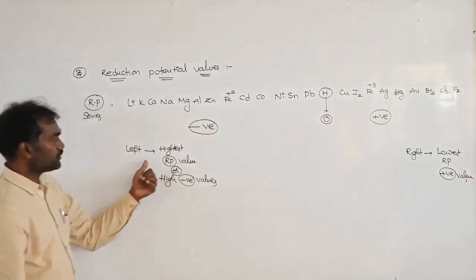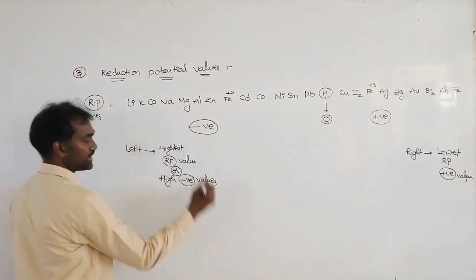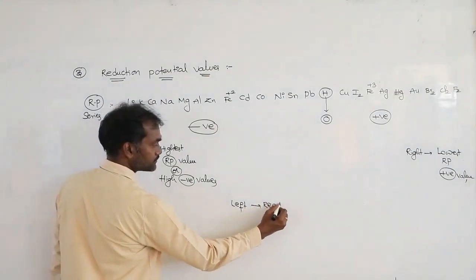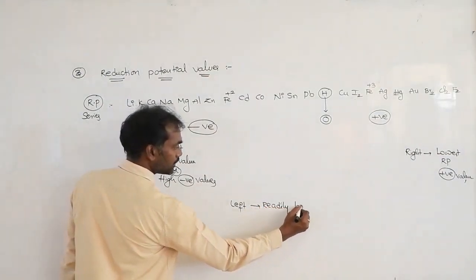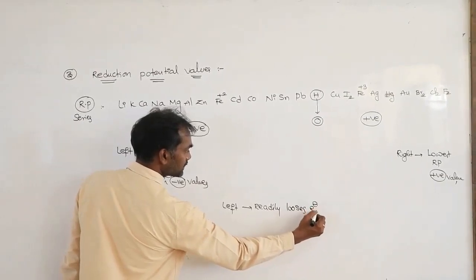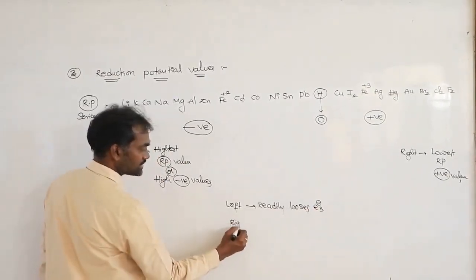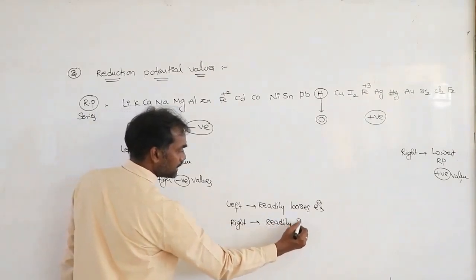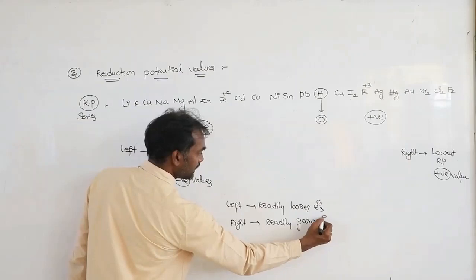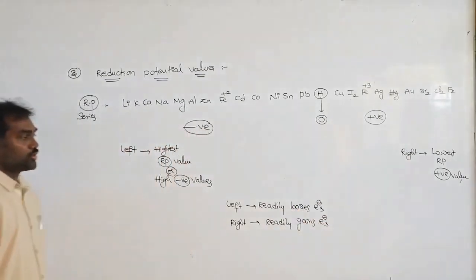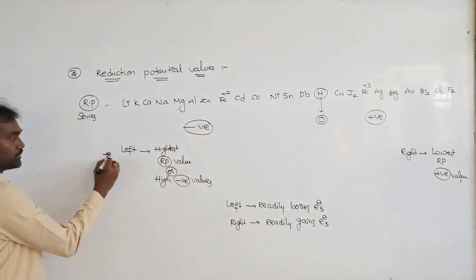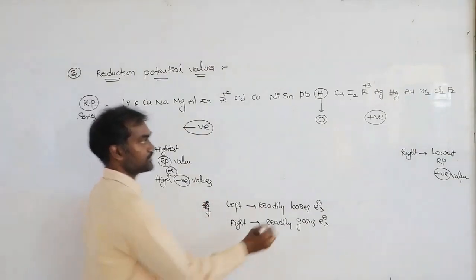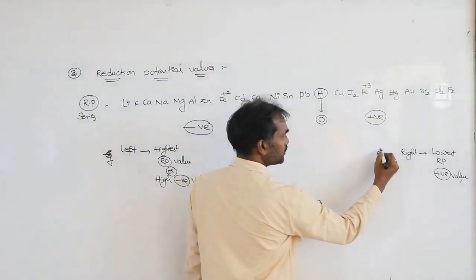Take any two: the left one readily loses electrons, and the right side one readily gains electrons. This is one important point. Next, this is another important one. Point by point, you must be perfect.